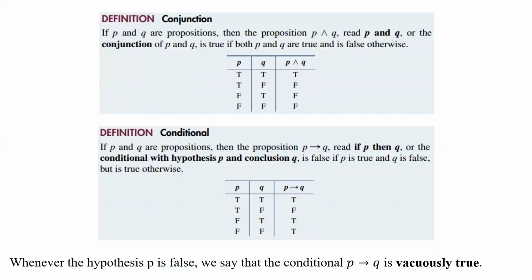Now we have a conjunction. Again, if P and Q are propositions, we're going to have the same two first columns here as we did in the last one. But now we have P, and this is called and, the conjunction of P and Q. It's true if both P and Q are true, otherwise it's false. So when we do our true, true, false, false, true, false, true, false, the only time it's true is when they're both true. Everything else is false.